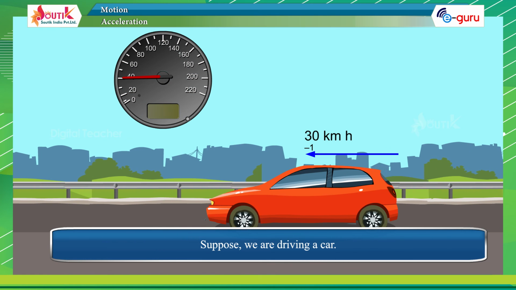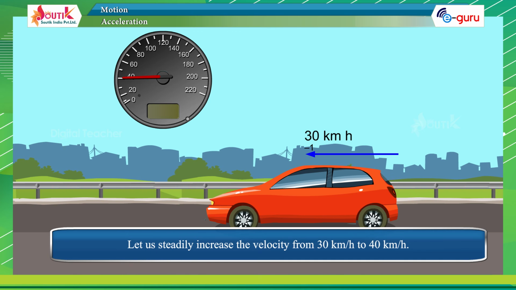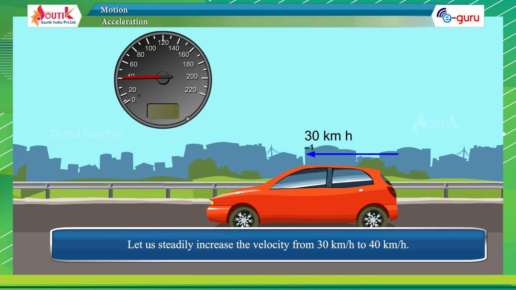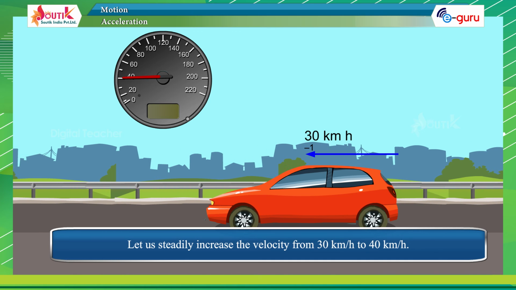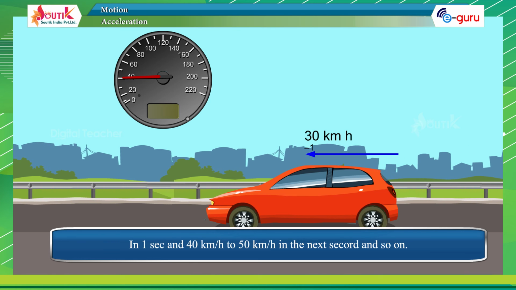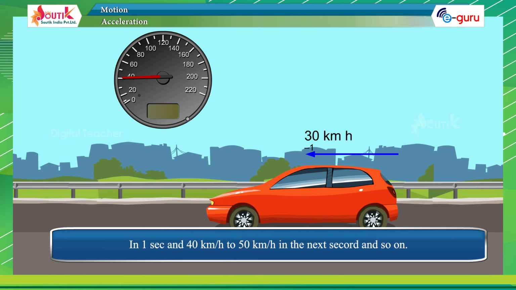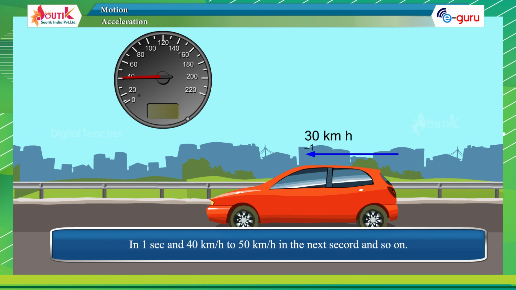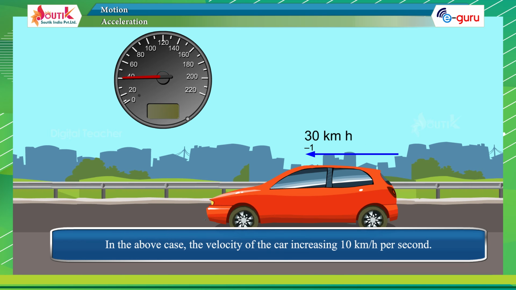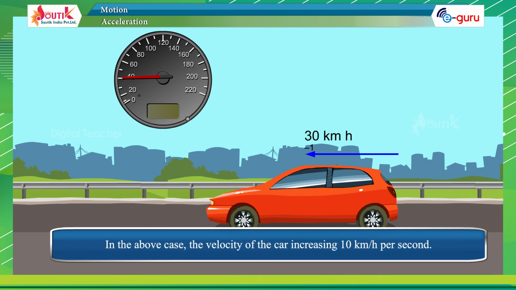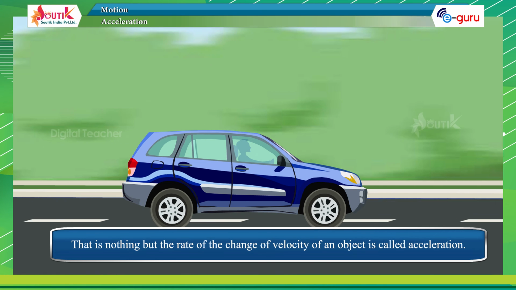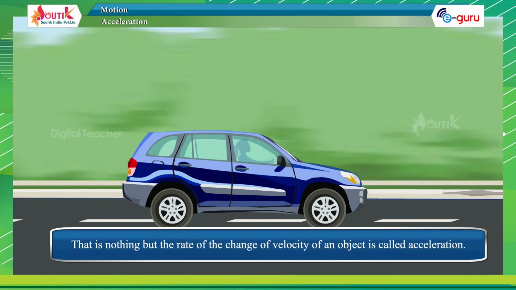Suppose we are driving a car. Let us steadily increase the velocity from 30 km per hour to 40 km per hour in 1 second, and 40 km per hour to 50 km per hour in the next second, and so on. In the above case, the velocity of the car is increasing by 10 km per hour per second. That is nothing but the rate of change of velocity of an object, which is called acceleration.